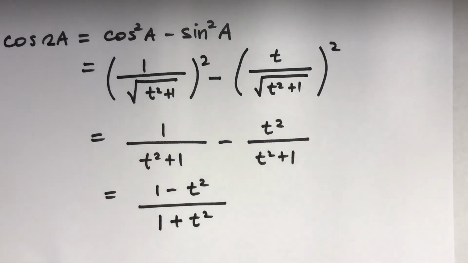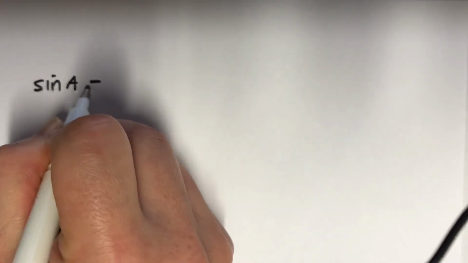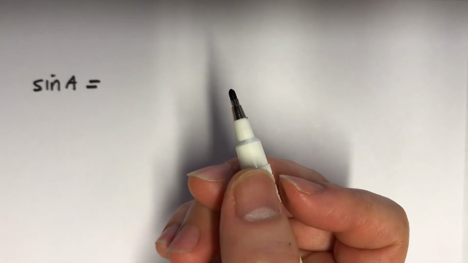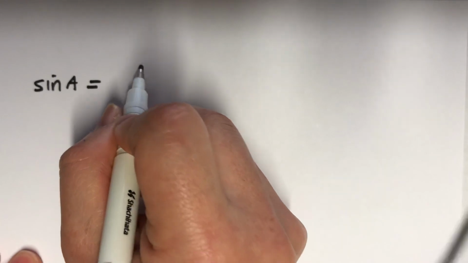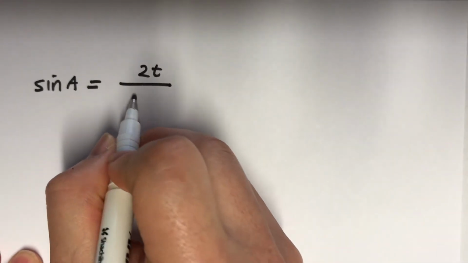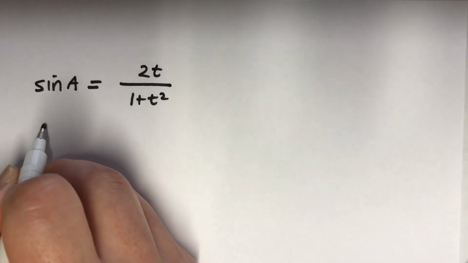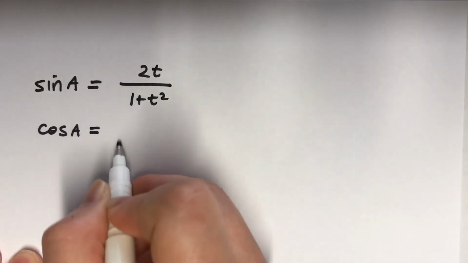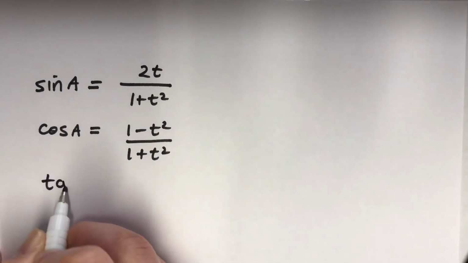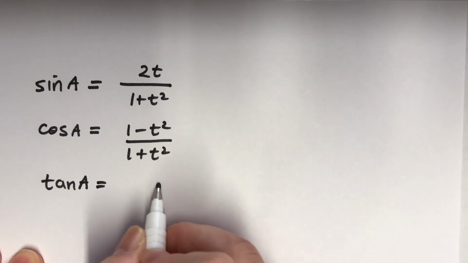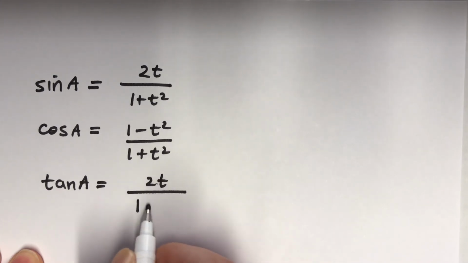And if I sum up all of this now, let's have a look, guys. So sine A equals, what was sine A equals? I remember, it is 2t over 1 plus t squared, and then cos A equals 1 minus t squared over 1 plus t squared, and tan A equals 2t over 1 minus t squared.